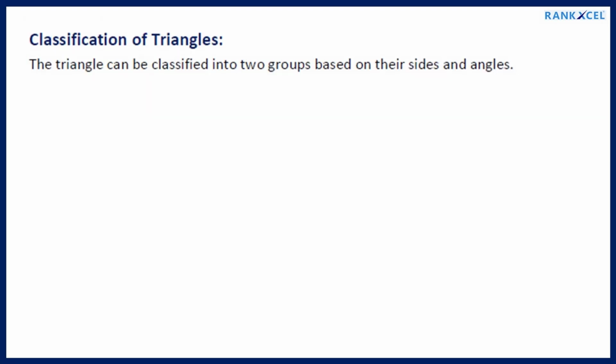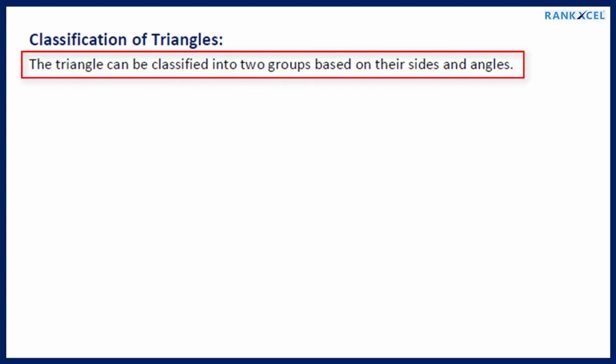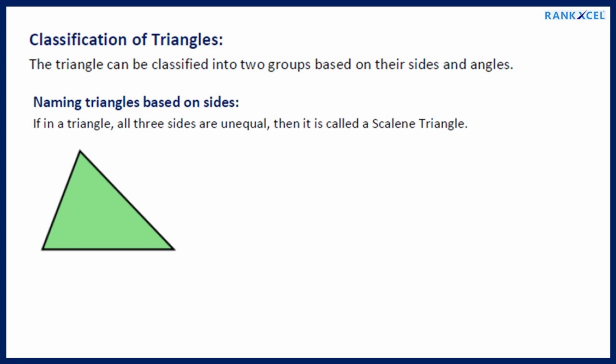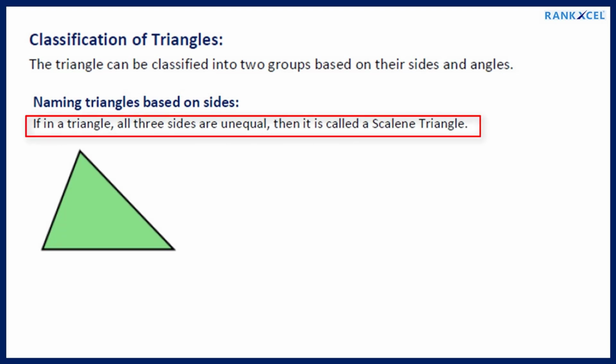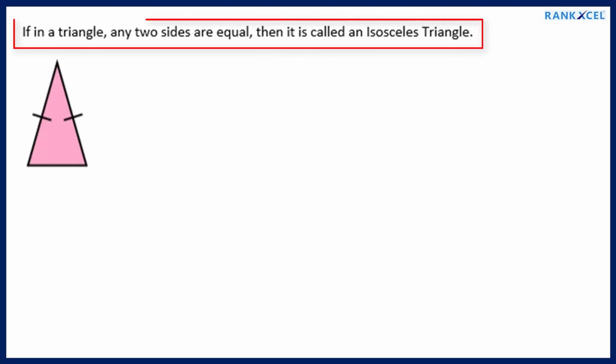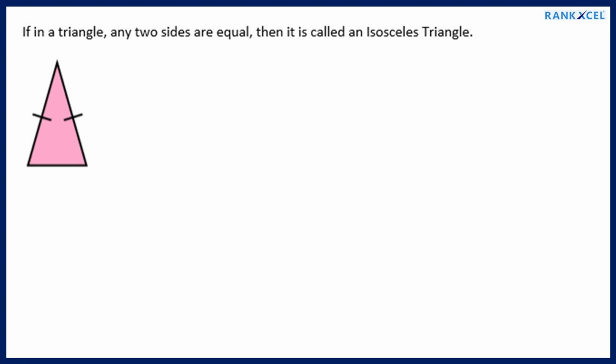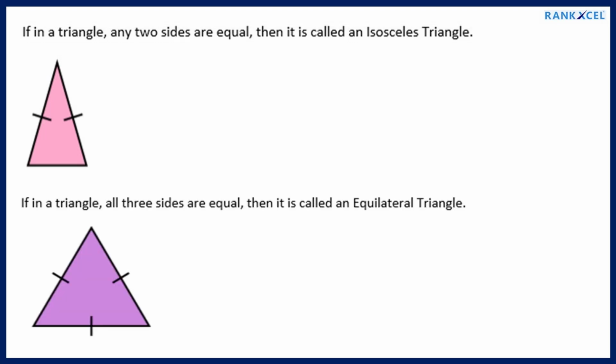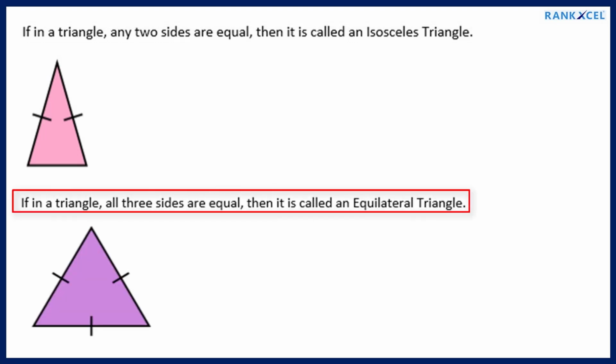Classification of triangles. The triangle can be classified into two groups based on their sides and angles. Naming triangles based on sides. If in a triangle, all three sides are unequal, then it is called a scalene triangle. If any two sides are equal, then it is called an isosceles triangle. If all three sides are equal, then it is called an equilateral triangle.